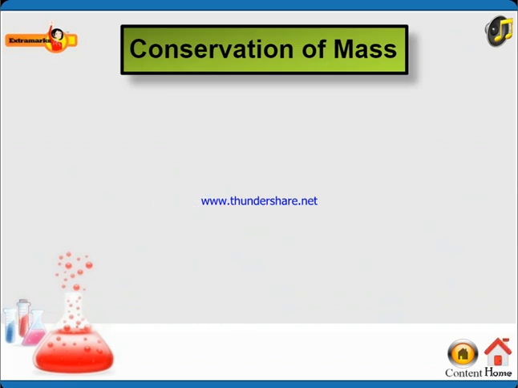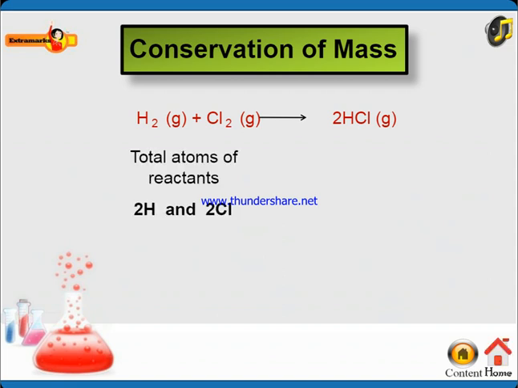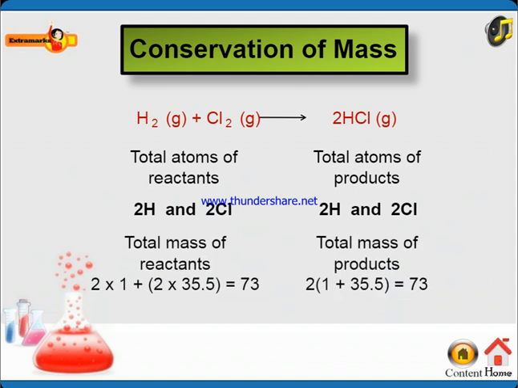Chemical equations are balanced to satisfy the law of conservation of mass in chemical reactions. The reaction between hydrogen and chlorine to form hydrogen chloride can be written as follows: total atoms of reactants are 2 hydrogen and 2 chlorine. Total atoms of products are 2 hydrogen and 2 chlorine. Therefore, we can say that the number of various types of atoms in reactants must be equal to the number of the same type of atoms in products.